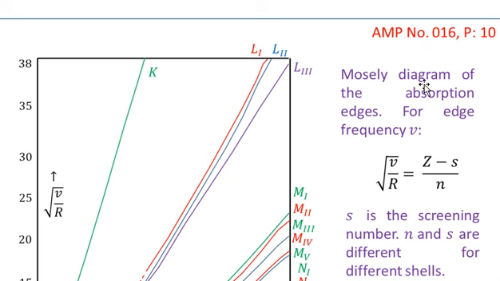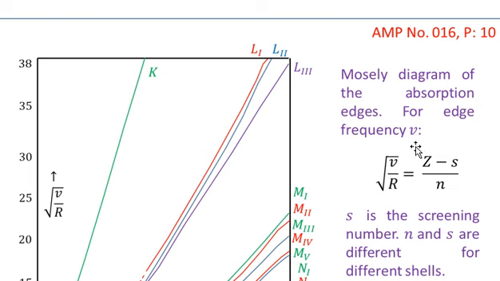This may also be referred to as the Moseley diagram of the absorption edges, because these have been observed using the absorption spectrum. If you want to calculate the edge frequency nu, and similarly when the frequency nu is known, you can also calculate the corresponding wavelength, which will be the limiting wavelength corresponding to the edges. So the wavelength corresponding to the edges may be referred to as the limiting wavelengths.